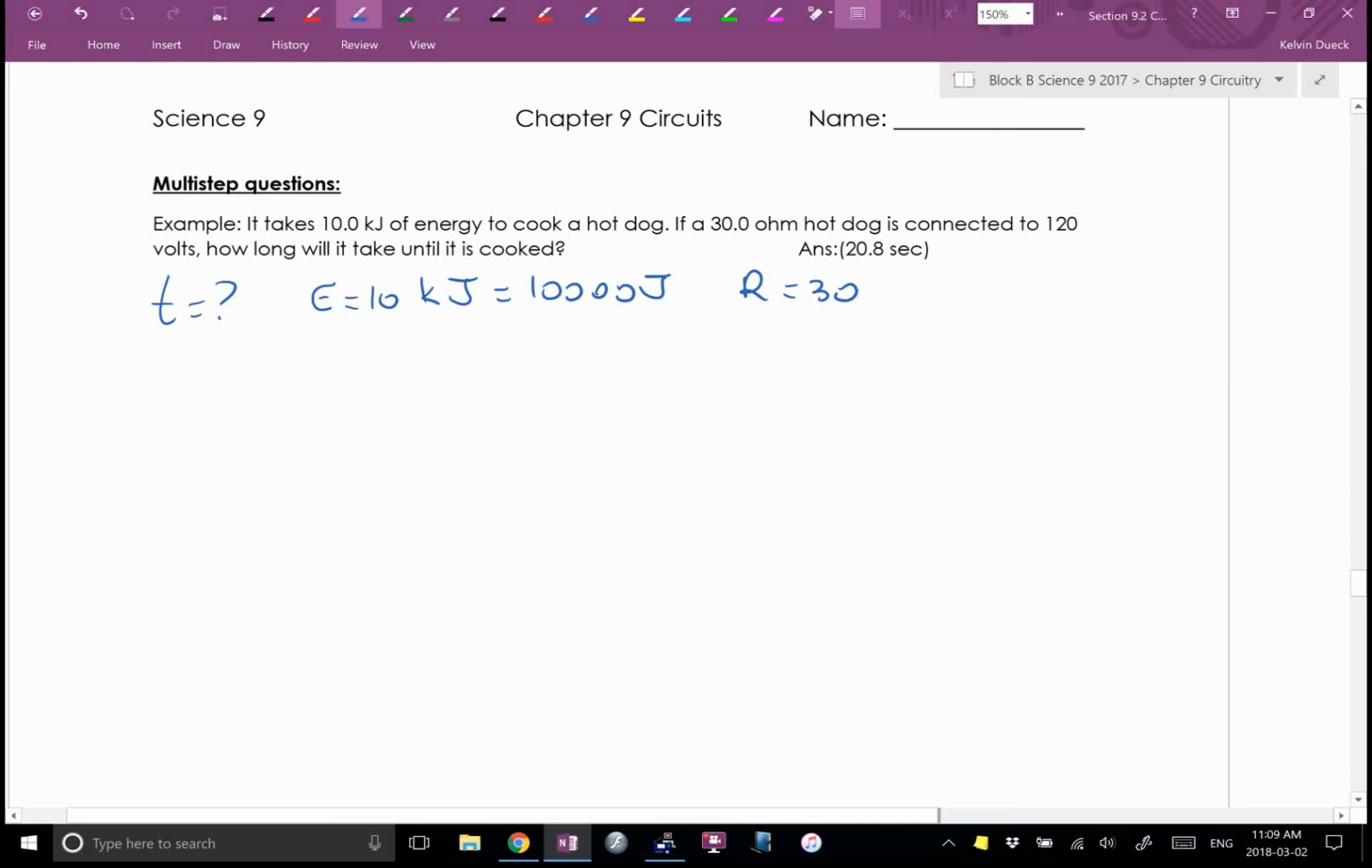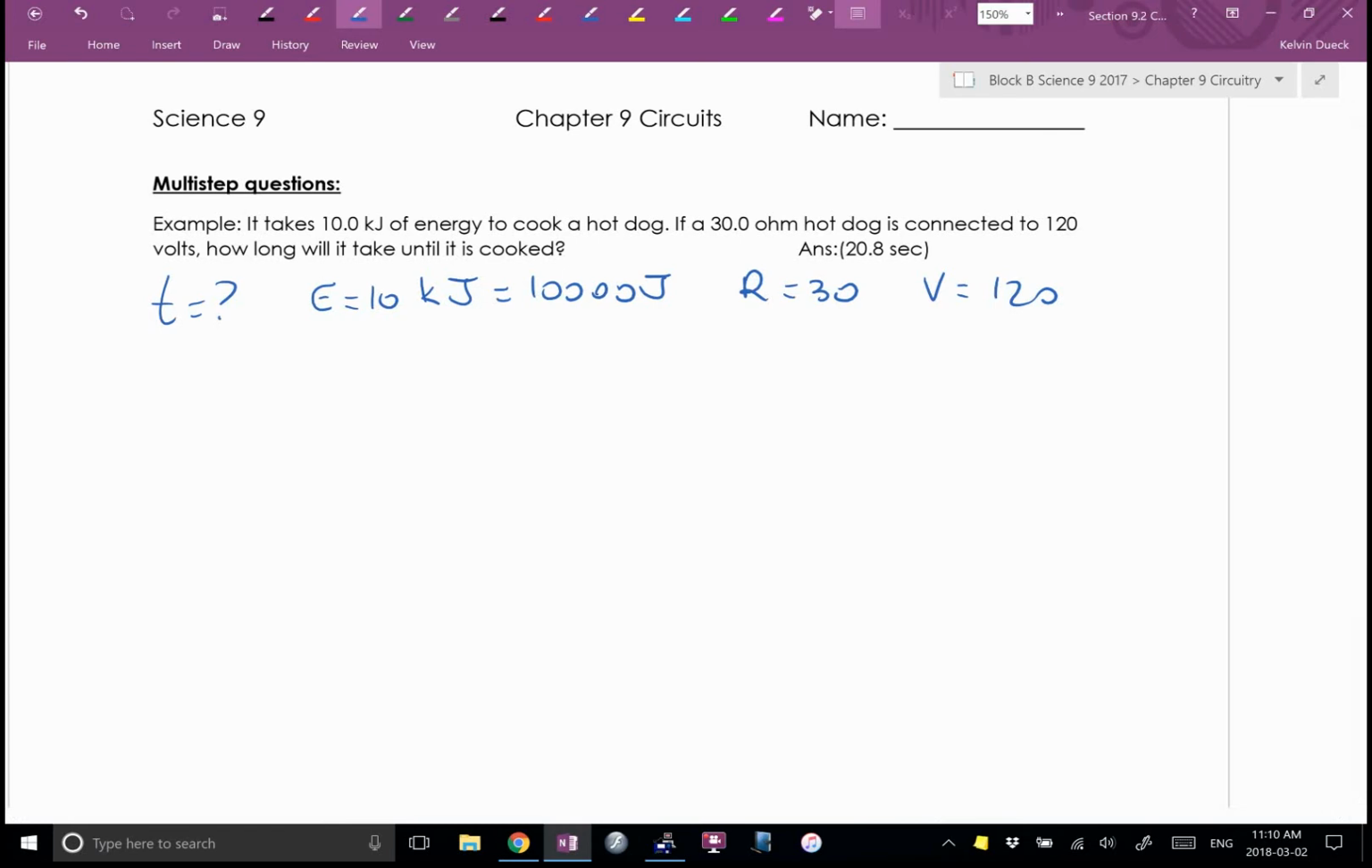I see 120. What's that? Oh, in fact, you know what? It's a plug. I'm making up a good question. And the units are good. It's not kilovolts or millivolts. It's volts. Okay, so V equals 120. Any other numbers? Okay. What am I trying to find?